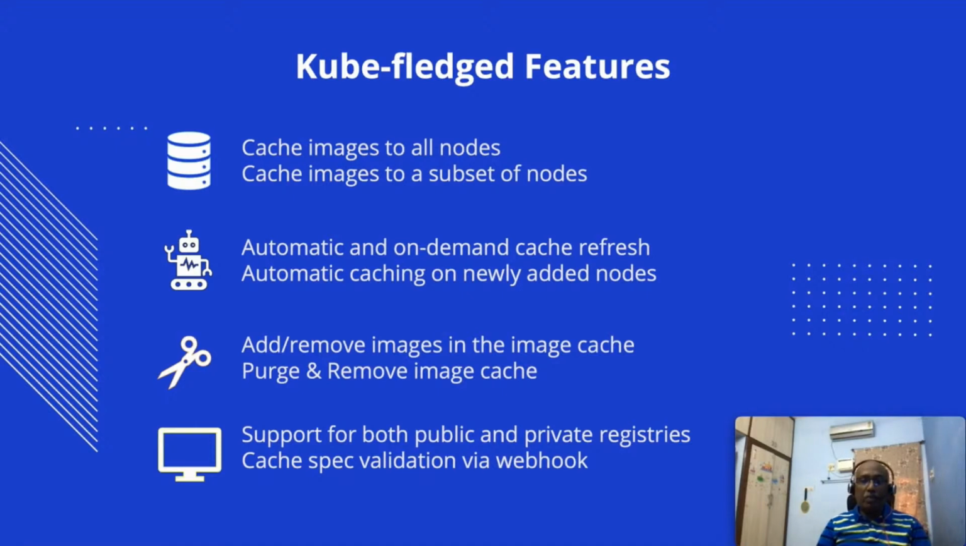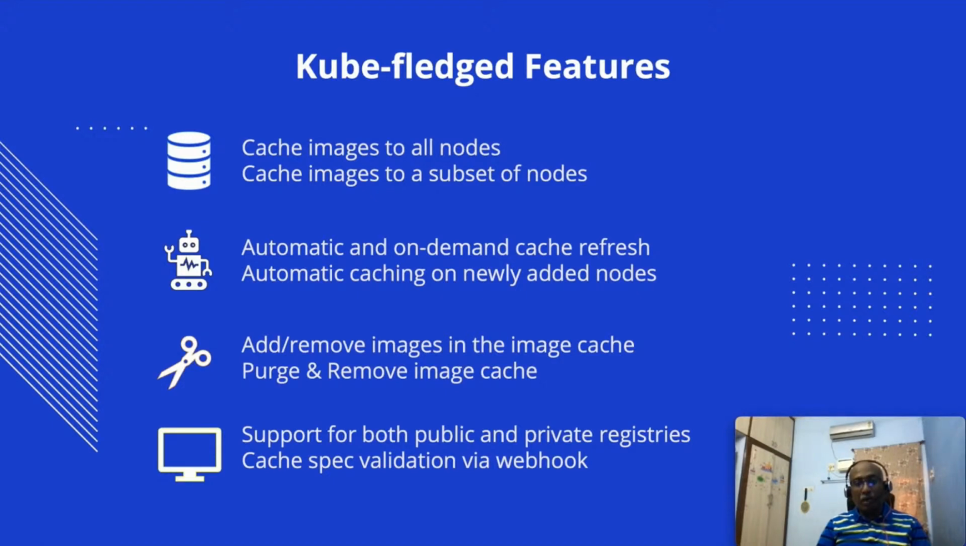And it supports refreshing the cache as well. There is an automatic way of refreshing the cache, and there is also an on-demand way of refreshing the cache. When you refresh a cache, Cube-fledged sees what are the images missing in the cache, and it will go and pull those images and download them into the cache. And whenever a new node is added to the Kubernetes cluster, and if you had enabled automatic cache refresh, when the next cycle of cache refresh happens, these new nodes are automatically detected and the images are cached onto these new nodes.